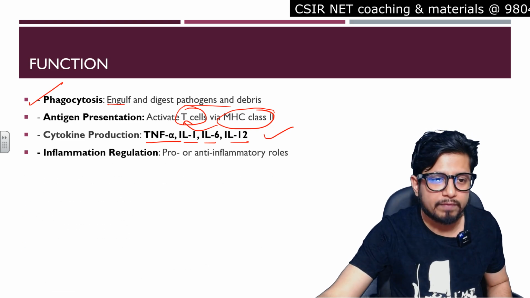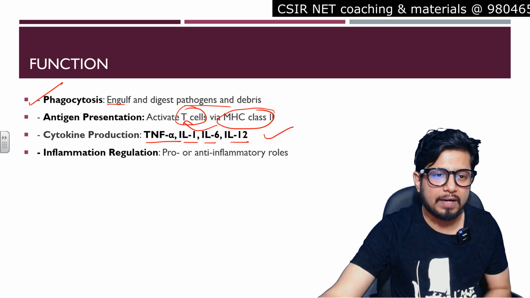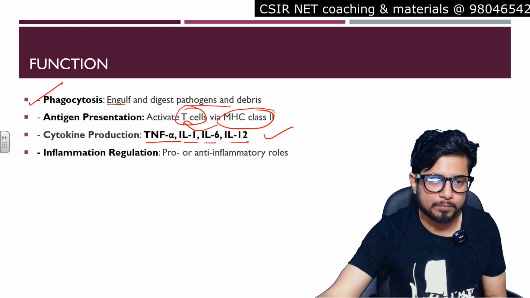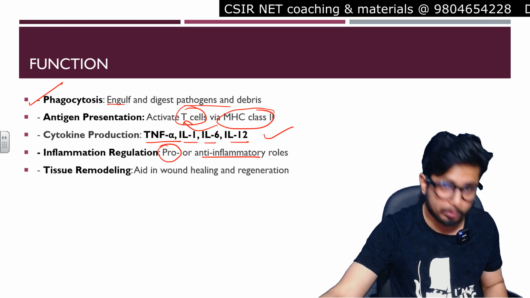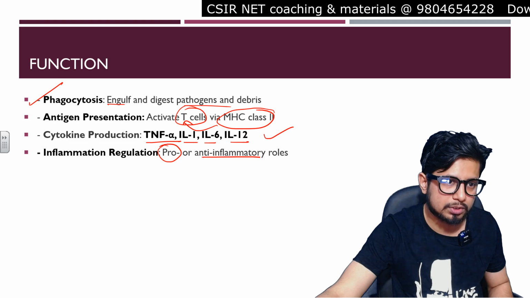Inflammatory regulation, inflammatory response. Macrophages have both categories of inflammatory response, pro-inflammatory or anti-inflammatory roles. Both categories of roles are found. We are going to see the difference between these two roles very soon.